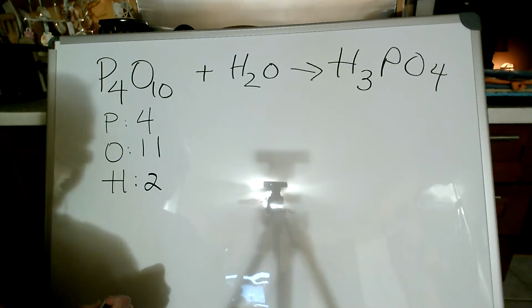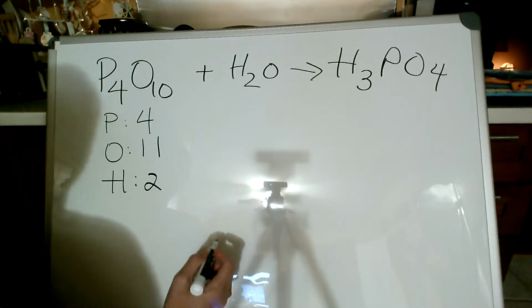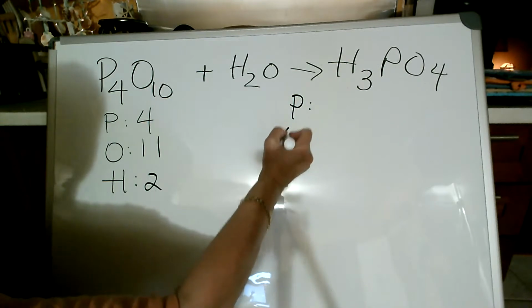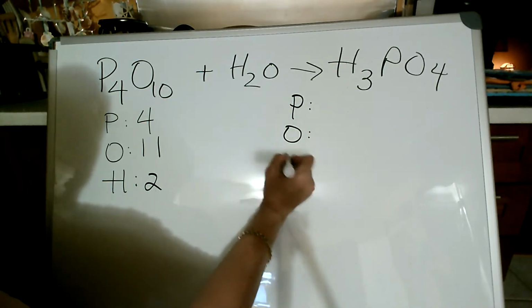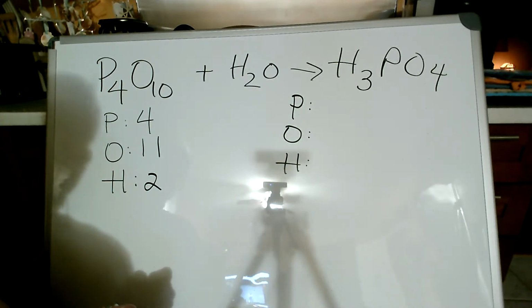Now what you're going to do is on the product side, in the same order, even though they don't appear in that order, document those atoms once again: phosphorus, oxygen, and hydrogen. Remember, all of the reactions have to follow the law of conservation of matter or mass, which means matter cannot be created, it cannot be destroyed, it's got to be conserved.